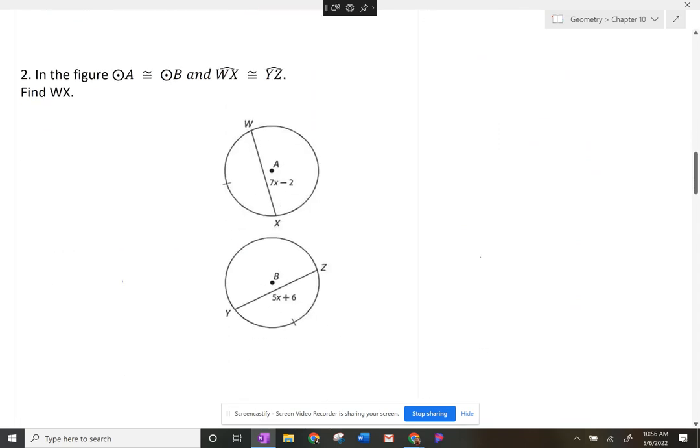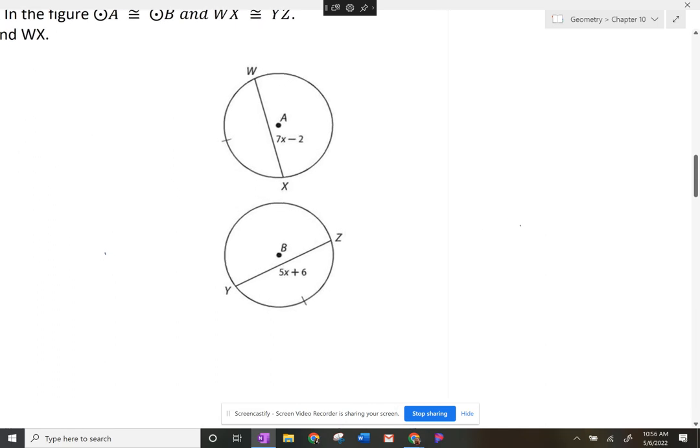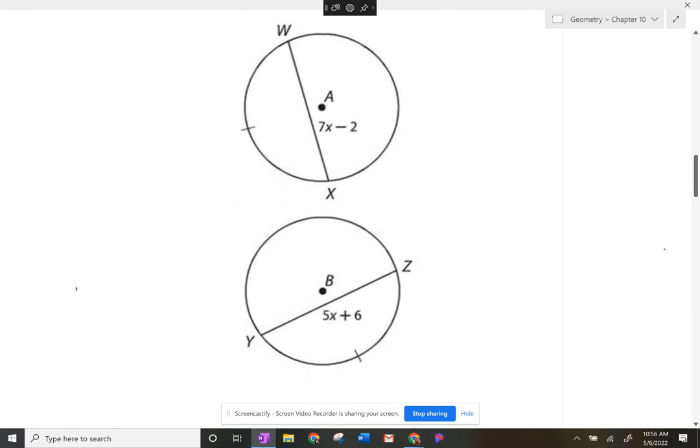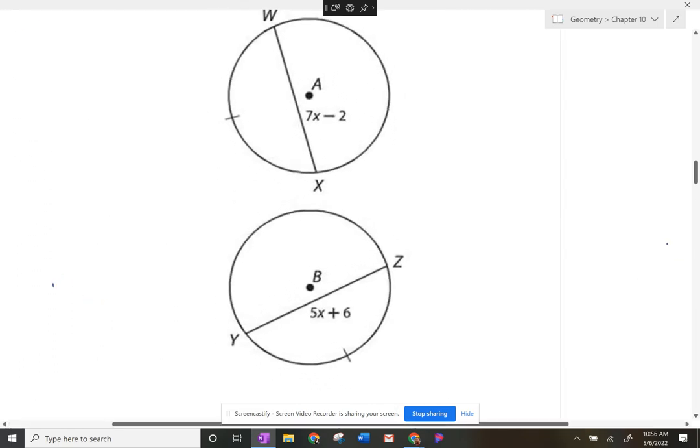There it is. Again, it's two separate circles, but even though it's two separate circles, this arc and this arc are the same length. So if they're the same length, the chords are the same length. I want you to solve for YZ. And I'll come around and check it.